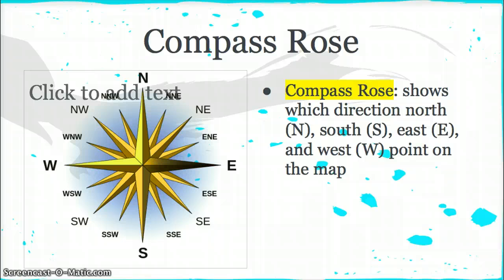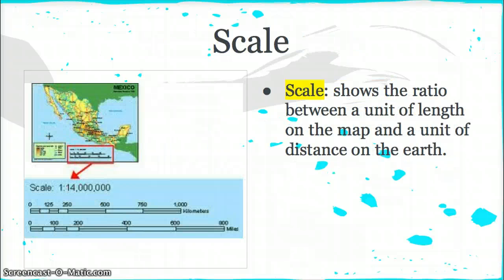A compass rose shows which direction north, south, east, and west point on the map. A scale shows the ratio between a unit of length on the map and a unit of distance on the earth. And this is what it looks like on the map. Usually you are going to have some sort of miles or kilometers compared to inches.